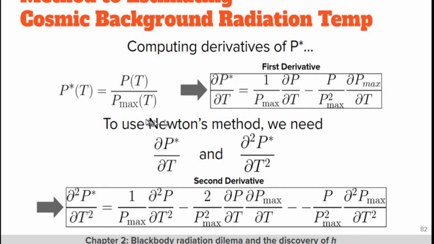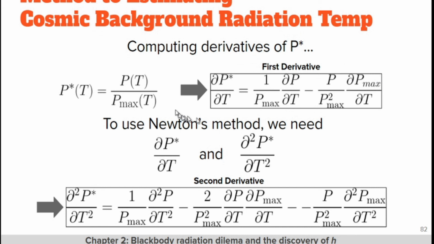And since 1 over P max is also P max to the minus 1, you take the derivative of that, you get a minus sign, and that's where this comes from. Then you have to subtract another 1 in the power, so it becomes minus P max squared. So that's what this, minus 1 over P max squared, becomes. And then we still have our P in the numerator. So we have this minus 1 over P max squared times the derivative of P max with respect to temperature. And that's what this term is. And that gives us the first derivative.